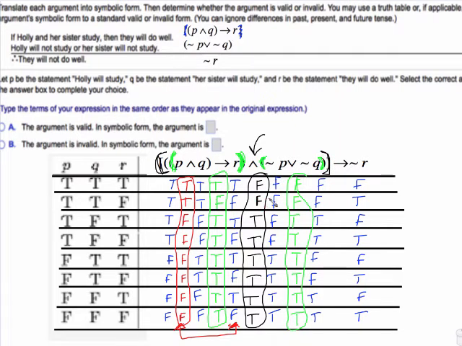So that needs to go with this under the conditional. And the only time the conditional is false is if the premise is true and the conclusion is false. So this is false. And I really can stop there. As soon as I get a false in this column, that means it will not be a tautology. And that means the argument is invalid. And the argument in symbolic form was all this stuff that we had typed in already.